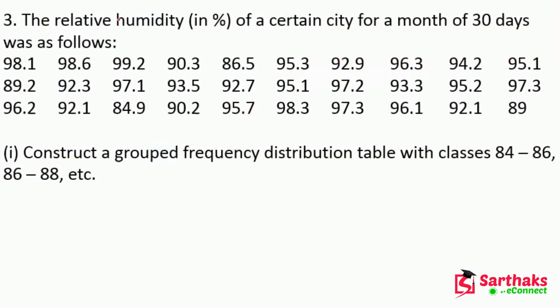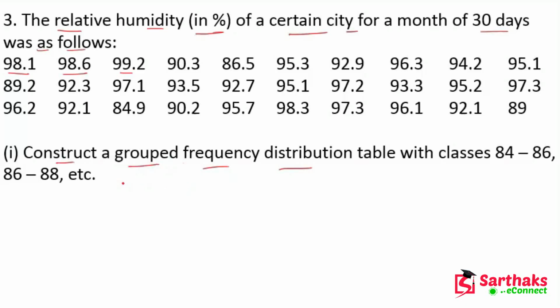Now the next question is: the relative humidity in percent of a certain city for a month of 30 days was as follows. This is the data of relative humidity in percent for a month of 30 days: 98.1, 98.6, 99.2, and so on. So first of all, question number 1 is to construct a grouped frequency distribution.